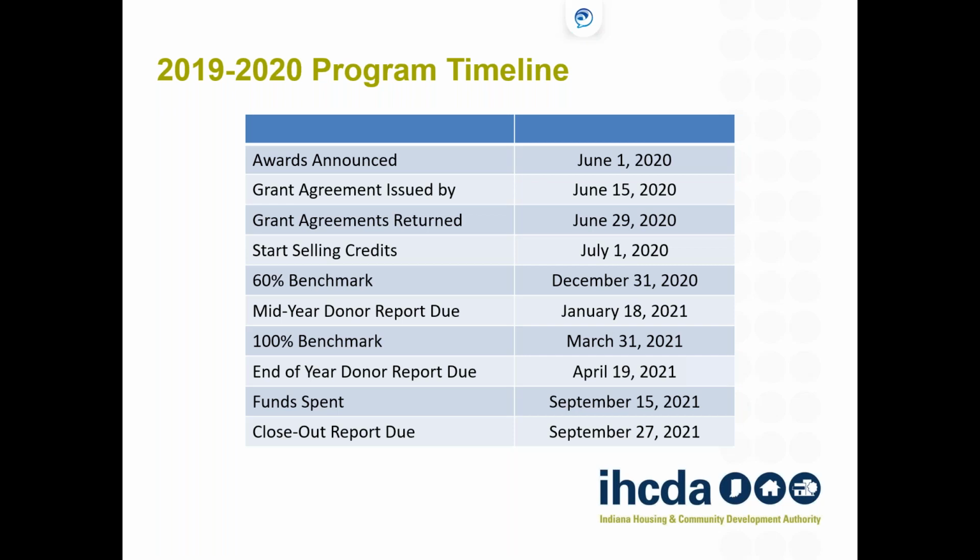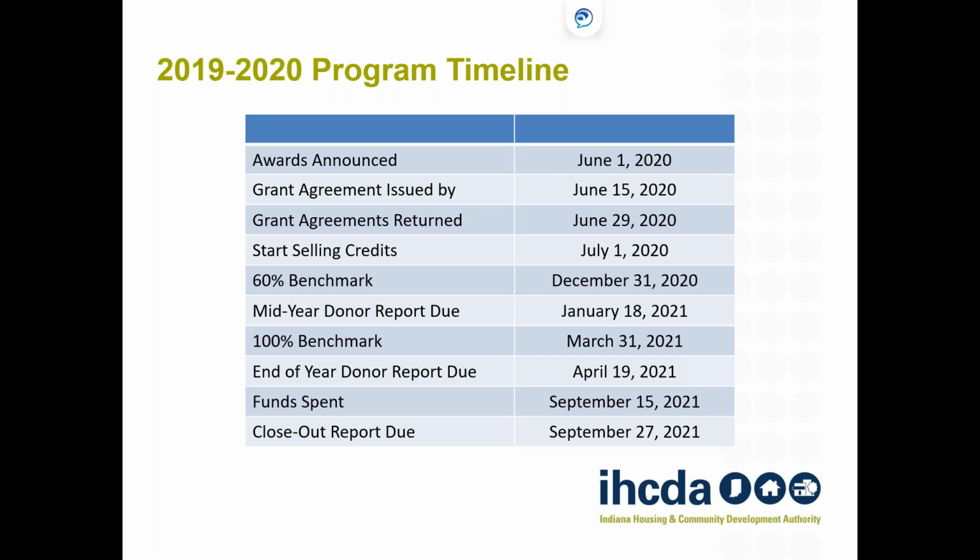And then assuming that you meet that and you continue on with the program, the next benchmark is March 31st. By March 31st, you'll need to have sold all of your tax credits if you haven't already. If you sold all of your tax credits by December 31st, and you've reported all of those in your January benchmark report, you don't need to worry about the second benchmark, but anything that you have remaining in 2021, you'll need to have sold by March 31st. And then you'll need to report on those by April 19th.